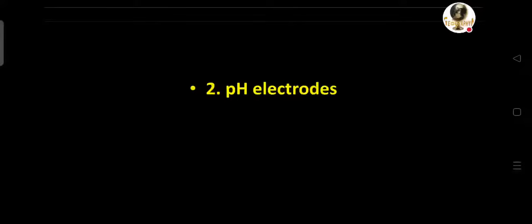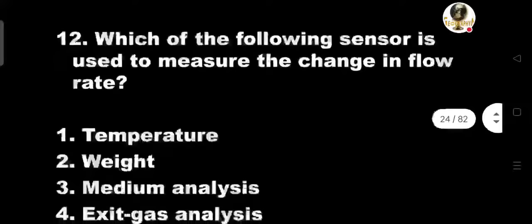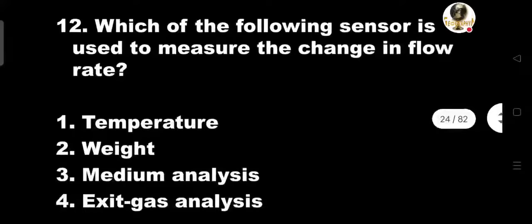So another very interesting question for you: which of the following sensors is used to measure the change in flow rate? The options are temperature, weight, medium analysis, and exit gas analysis. Very interesting question for you. You must reply with the correct answer and mention the question number.